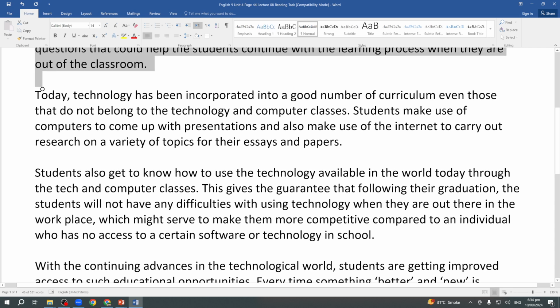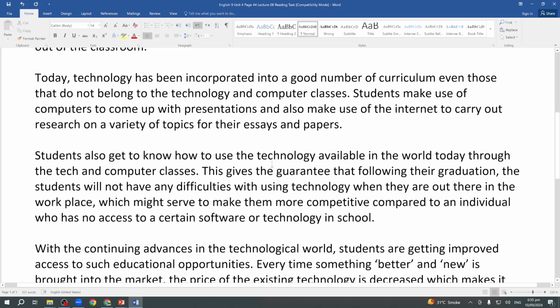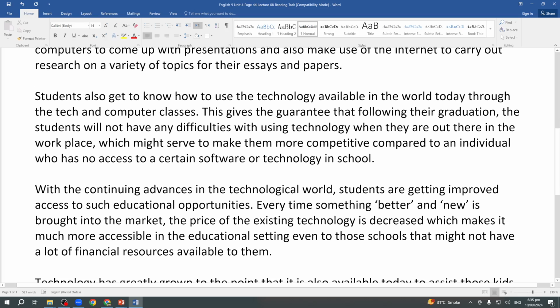Then today technology has been incorporated into a good number of curriculum, even those that do not belong to the technology and computer classes. Students make use of computers to come up with presentations and also make use of the internet to carry out research on a variety of topics for their essays and papers. Again, we are talking about the benefits, the good benefits of technology on education.